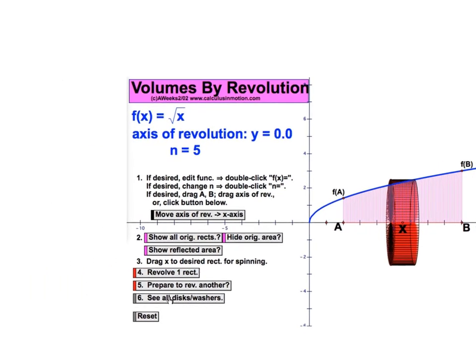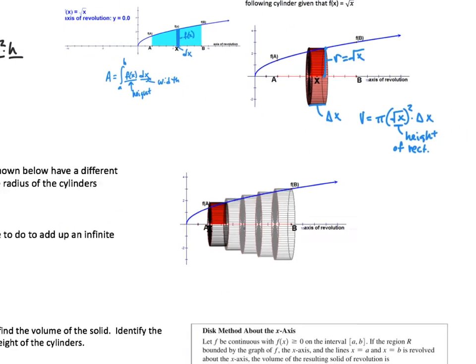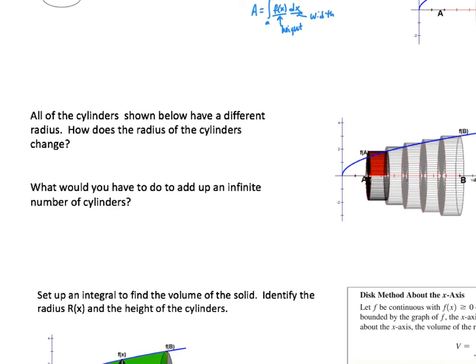So let's come back over here and answer this question. It says, all of the cylinders shown below have a different radius, okay? How does the radius of the cylinders change? Now the radius, I want you to see here, is this distance here for that first one, this distance here for that second one, here, here, and here. So the radius changes, okay?